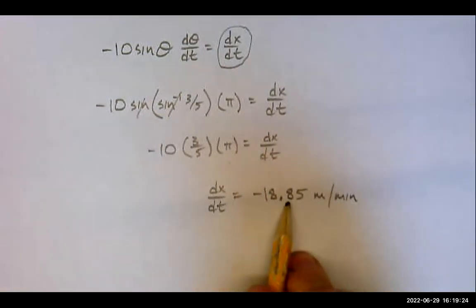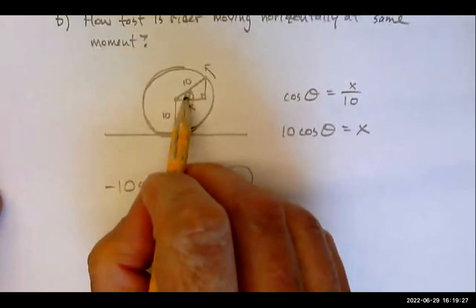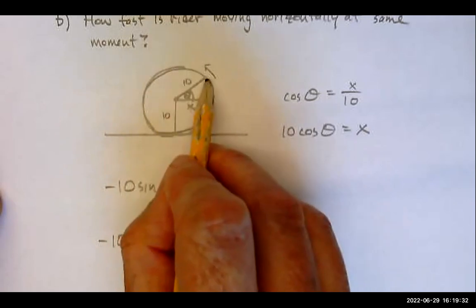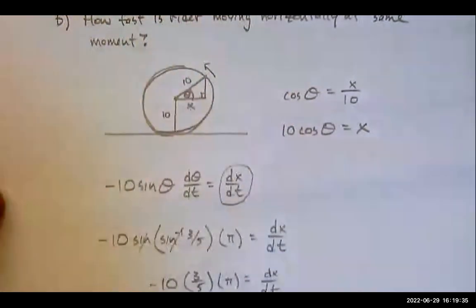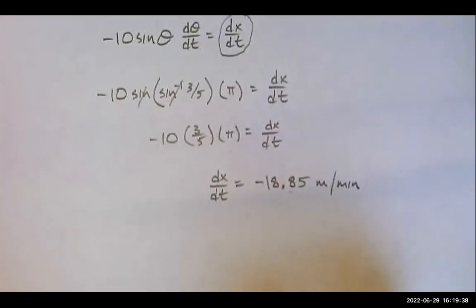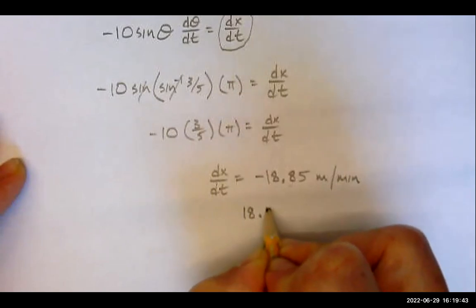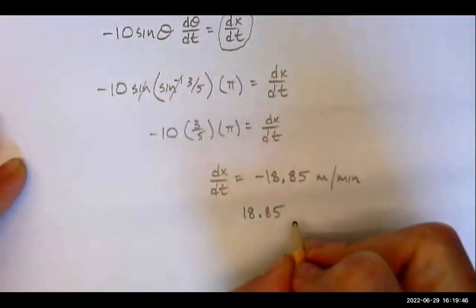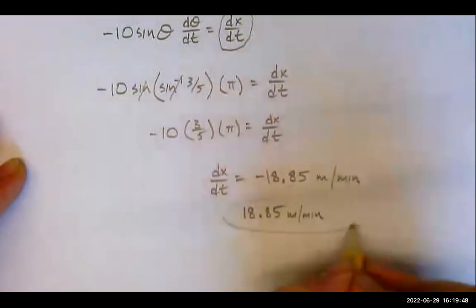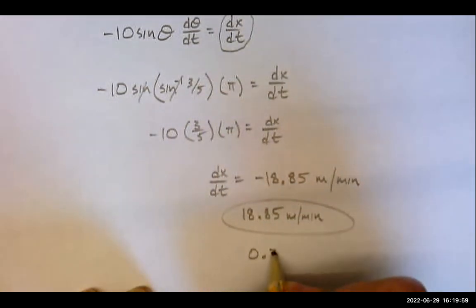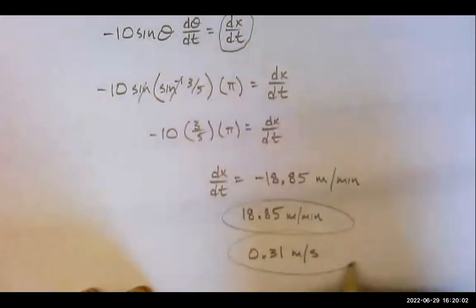Why is it negative? Well, because at that moment, x, this distance here, is shrinking as that car moves back this way. That triangle is going to go up and to the left. Makes sense it would be negative. We'd probably ignore the negative in our answer and just say the car is moving horizontally at 18.85 meters per minute. If we wanted to know what that was in meters per second, we could divide by 60. It's 0.31 meters per second.